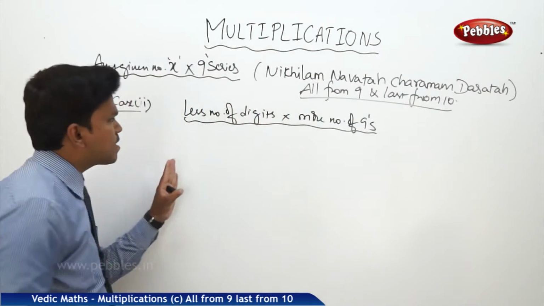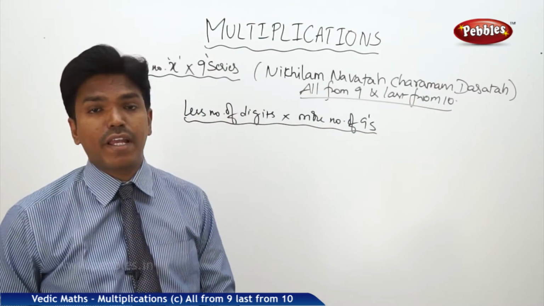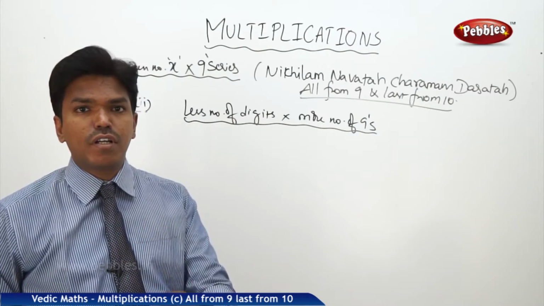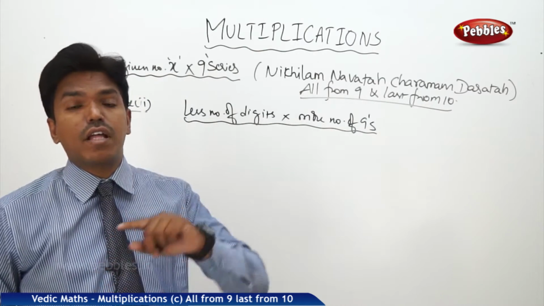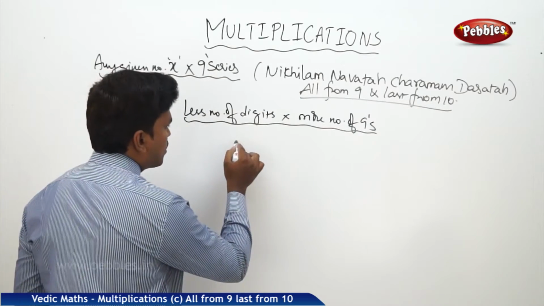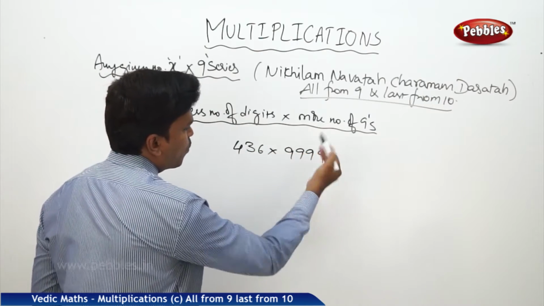So what is the second case? Less number of digits into more number of 9s. Suppose I want to multiply a number by a series of 9s in which the number of digits is less and the number of 9s is more. Now let us take an example. If I take 436 into 4 9s.